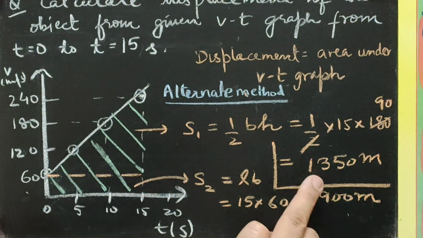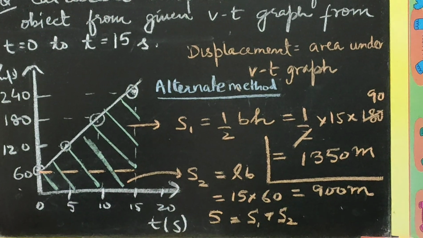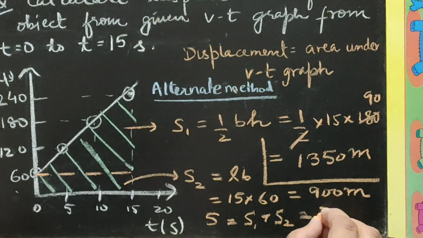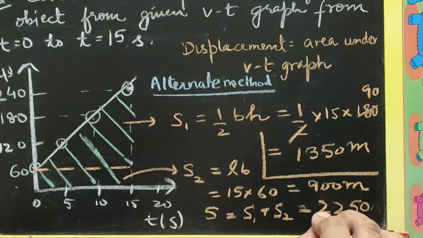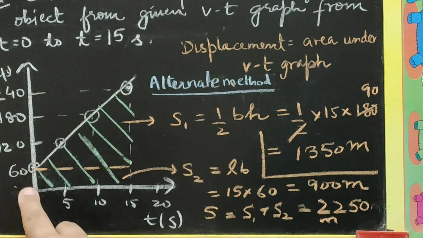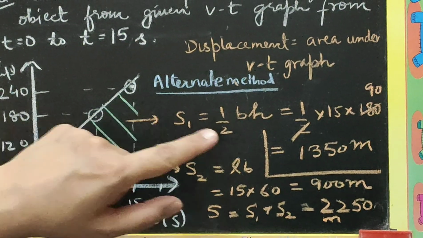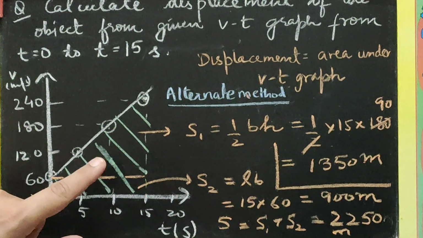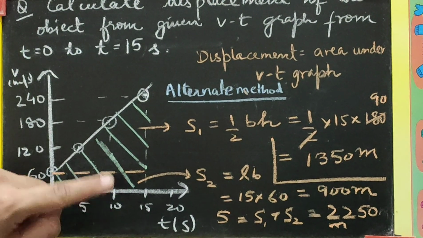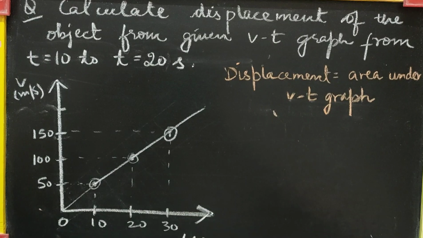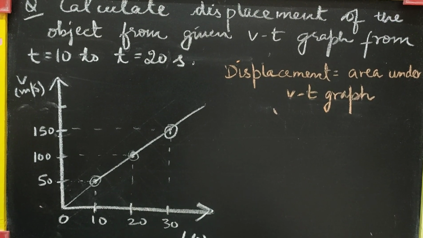When I add both these values, I get the total displacement, which is the sum of S1 and S2, as 2250 meters, which is the same as the calculation that we did when we took this total area as a trapezium. This is an alternate method. It gives us the same answer. We could have calculated it using a trapezium or by dividing the trapezium into one rectangle and one triangle. To strengthen the concept, let us discuss another numerical.